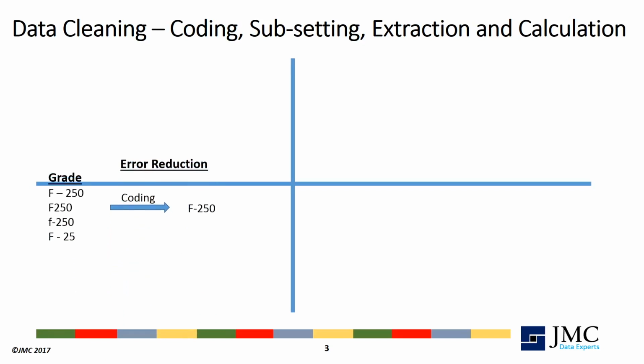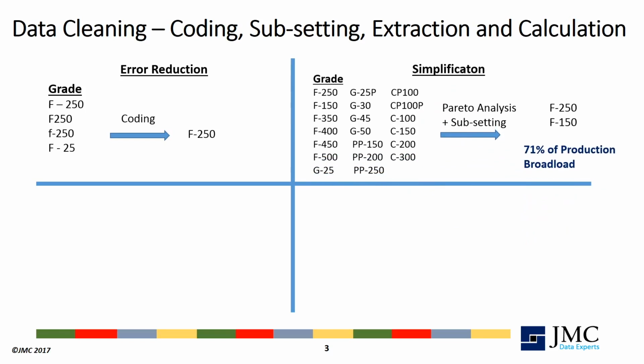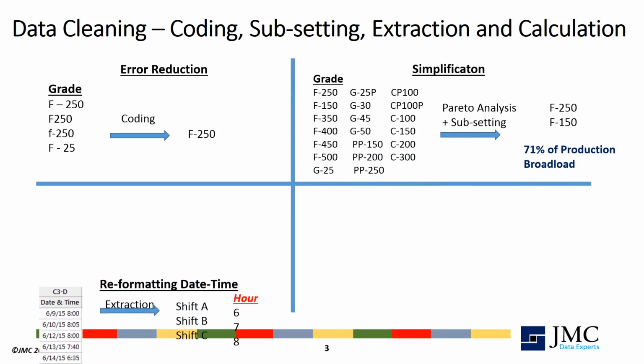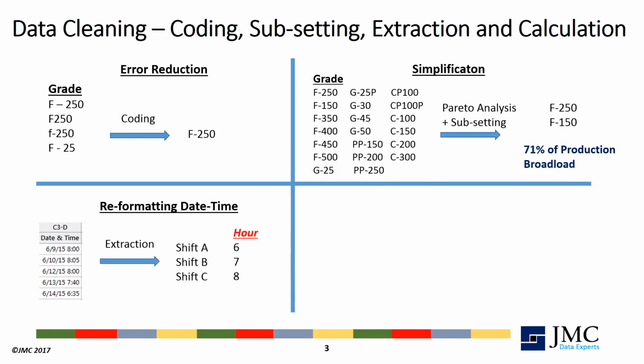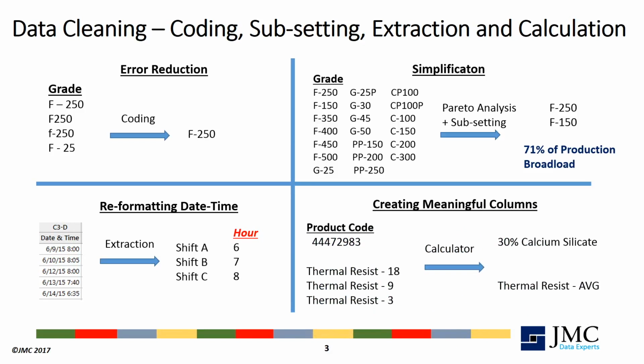For example, coding was used to clean up thousands of syntax errors in just one command. Pareto analysis and subsetting simplified the trivial many to the vital few. Extraction converted date-time information to key stratification variables. And calculator functions were used to create important response and input variable columns from text and continuous information in the dataset. After a thorough cleaning and preparation, the data was finally ready to analyze.